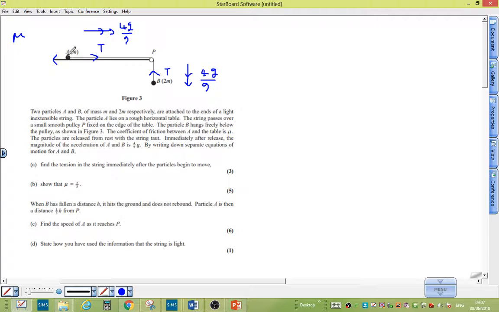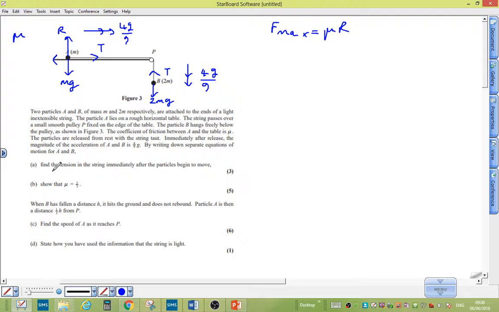Now, because it's a rough table, we are going to need to know the resultant force, because F max is achieved once you have reached maximum and it is moving over the table. That is equal to mu R. So there is a relationship there. Okay, we've got the weight of the mass, which is m times gravity, mg, and you've got the weight of the particle B, which is 2mg.